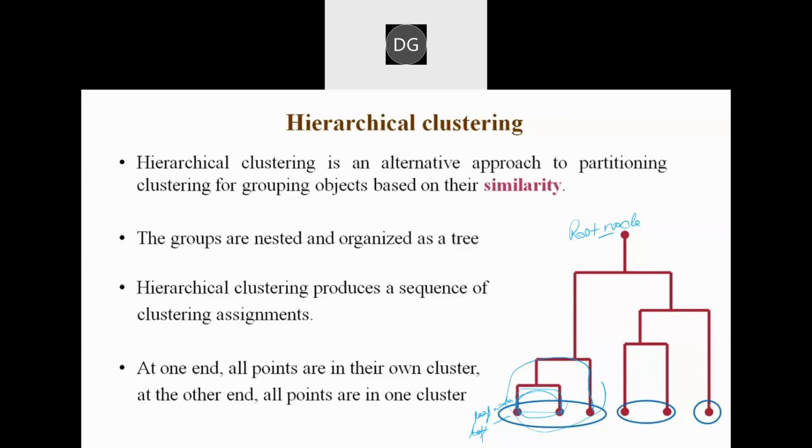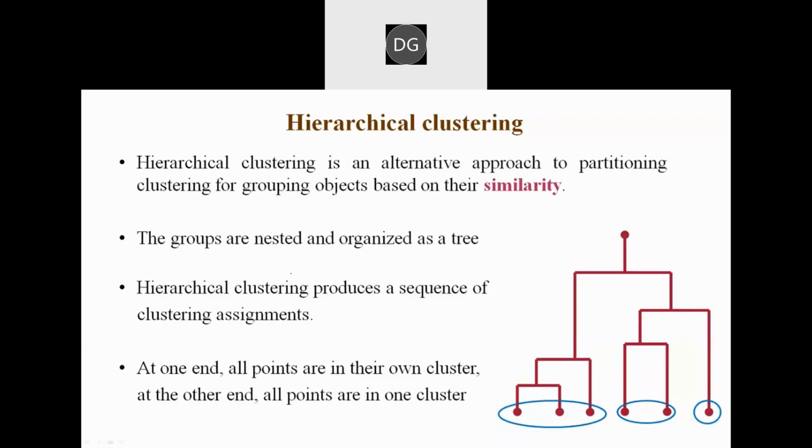Similarly here, maybe this point is very far from the next data point, so separately we take this as one cluster, and these 2 points and the new cluster we take as another cluster, and finally all the points will be taken as one complete cluster. That we will see. Hierarchical clustering is an alternative approach to partitioning clustering for grouping the objects based on their similarities.